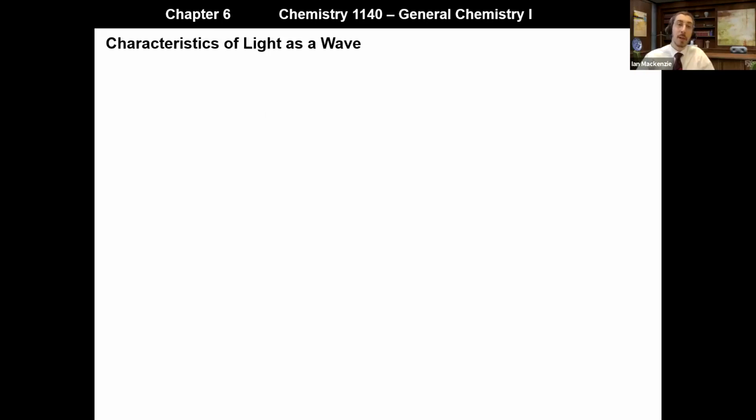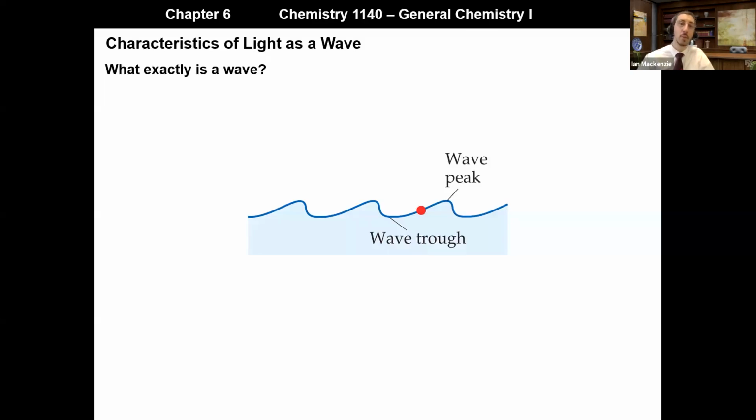When we think about light, we often describe light itself as being a wave. You hear the term light wave. Well, if we're going to talk quantitatively about light, we might need a better definition of what exactly a wave is. You have waves in the ocean, or we've heard of sound waves. What exactly is a wave? We can describe a wave very similar to a wave in the ocean, where we have peaks and troughs, all in series. But we should be a little bit more specific in our descriptors.